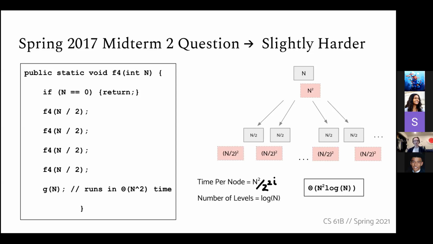Yeah. So if each node is doing n squared, and each node is giving 4, each level is doing n squared work.